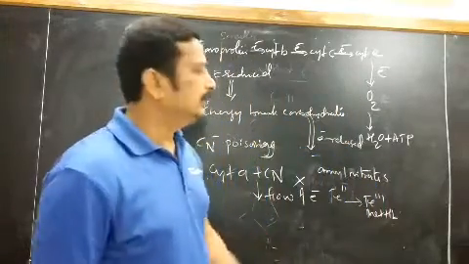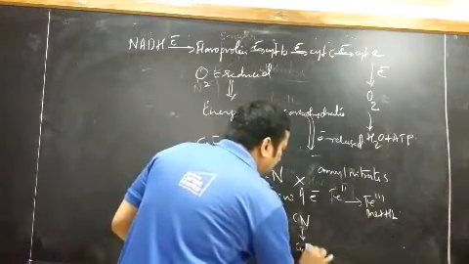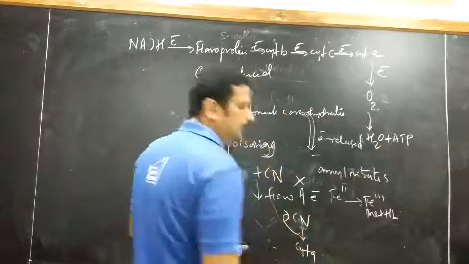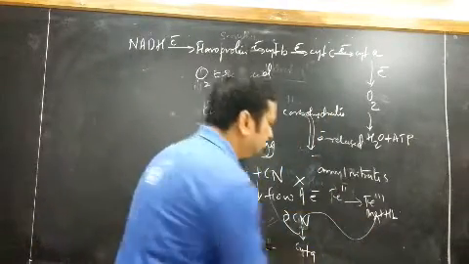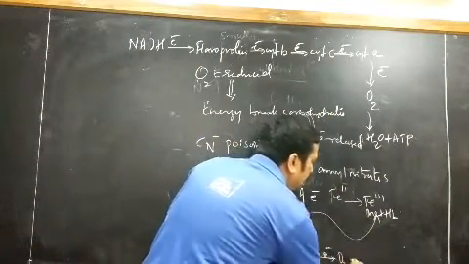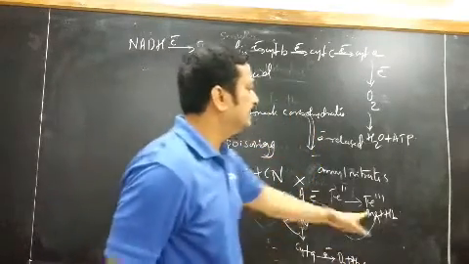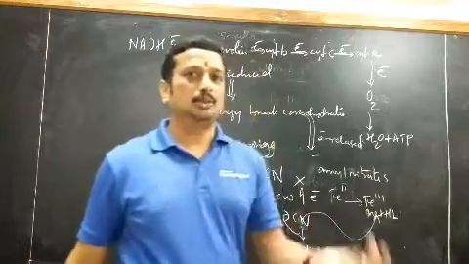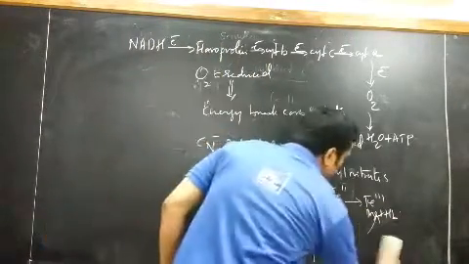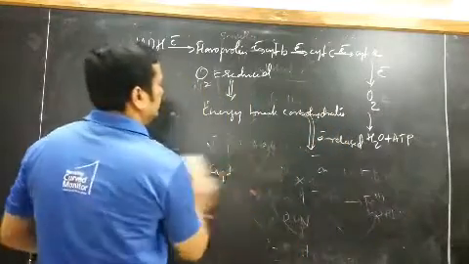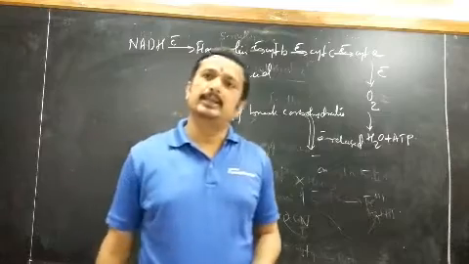So what will happen now? The cyanide, which was bound to cytochrome A, will detach and bind to this Fe3+. Then from cytochrome A, the electron will now reduce oxygen to the water molecule. And what happens to the cyanide? Cyanide will bind to this Fe3+ and is passed out in the urine. This is how the treatment is done if any patient is poisoned by cyanide.